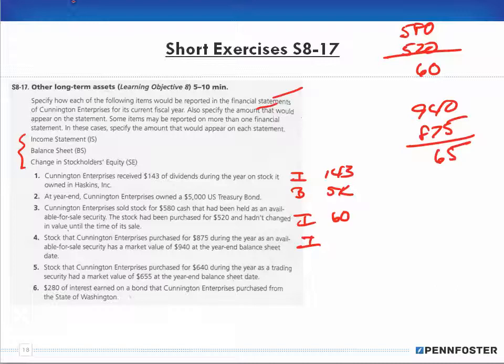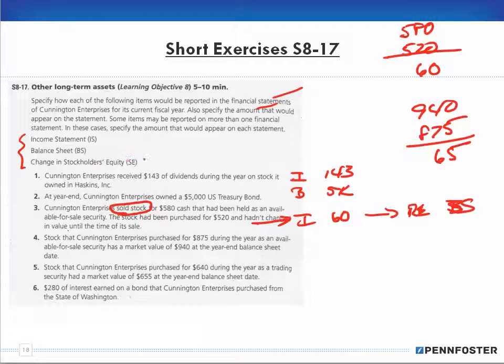Oops, no, it's not shown on the income statement. All right, let's back up here. Notice that for number 3, they're selling the stock. When they're selling the stock, that gain is reported on the income statement, and that income eventually ends up in the retained earnings account, which is on the balance sheet, right?